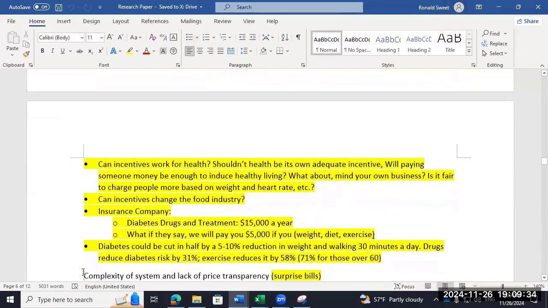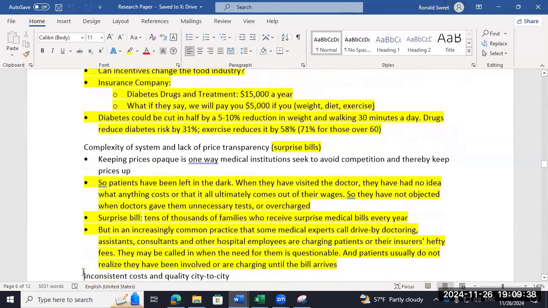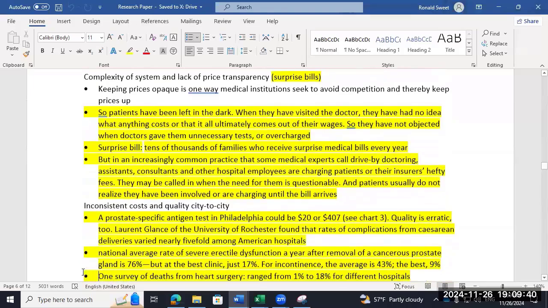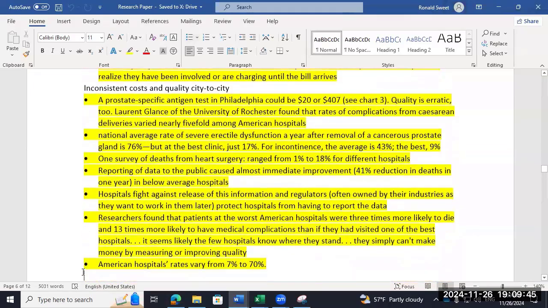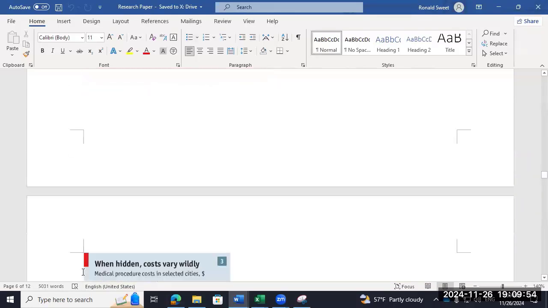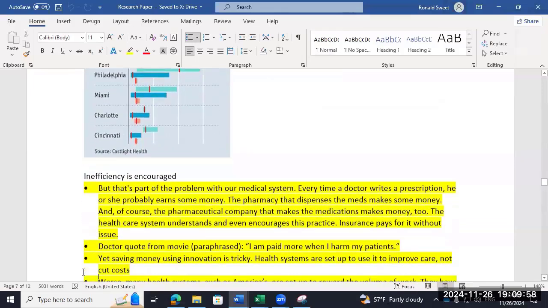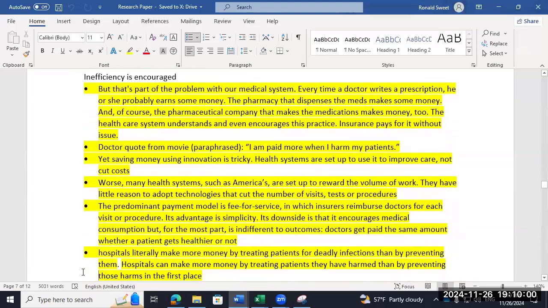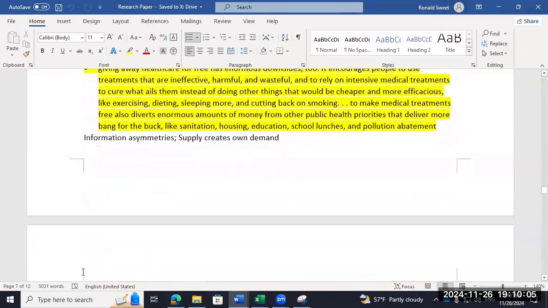Got a lot in that section. Remember inconsistent cost and quality, that you have an example of each. Inconsistent cost and inconsistent quality. A lot of students forget to do both. There's the chart I showed on that one, kind of an old chart. We talked a lot about inefficiency encouraged, although some of those fit under other places.